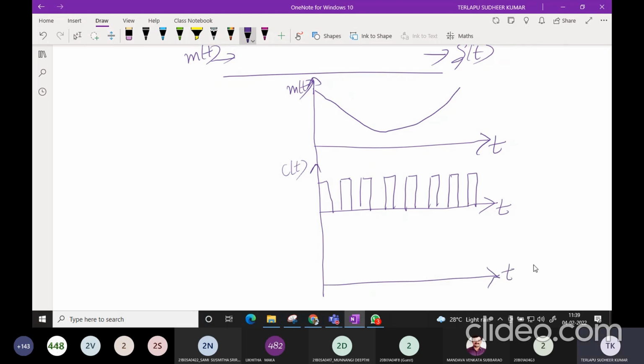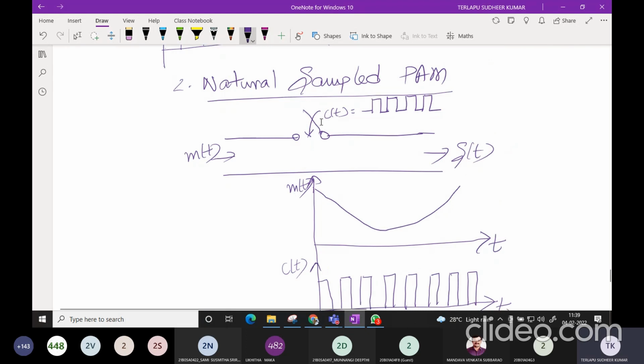So from the above circuit, the switch is closed during this pulse duration, when the C of t value is at logic 1 or at 5 volts. When C of t is 0, the switch is open. If C of t is 0, the switch is open, then my S of t will become 0.